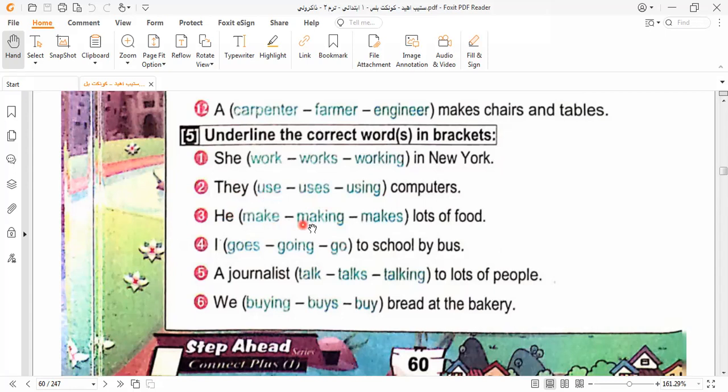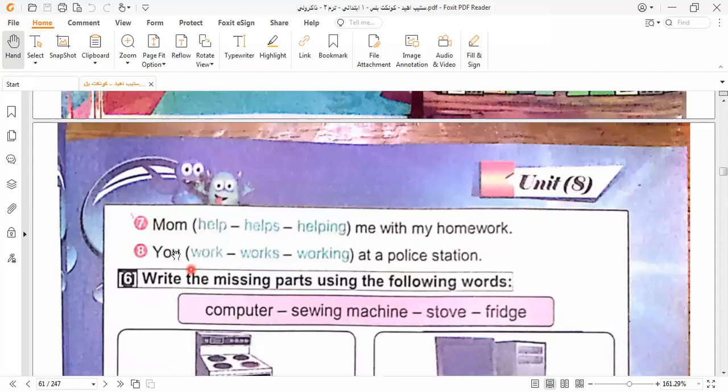He makes, make, or making. I will leave you to make up your mind. Can we say make? Wrong. Can we say making? Wrong. Why? Because when we use ing, we must have a verb to be, is or are, before the verb as a helping verb. So it is wrong. So he makes. We select makes. I will leave 4 to 6 as homework. Sorry, up to 8 as homework.